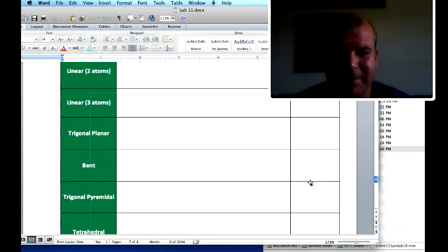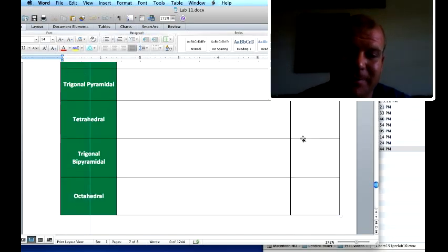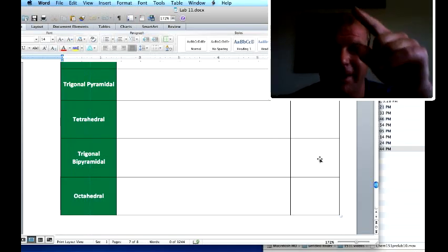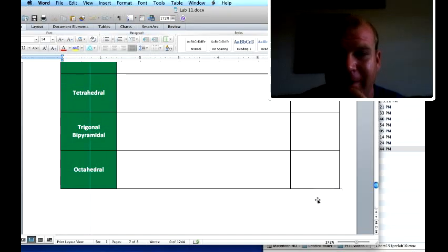Bent, actually it might be best to start with a tetrahedron. Start with your tetrahedron, and then take one off, and you have the pyramid. Take one off again, and you have the bent. So that's the way I would do this one. The bipyramidal, you have 3 in the plane and 1 above and below, 90 degrees. Octahedral, all of them 90 degrees.